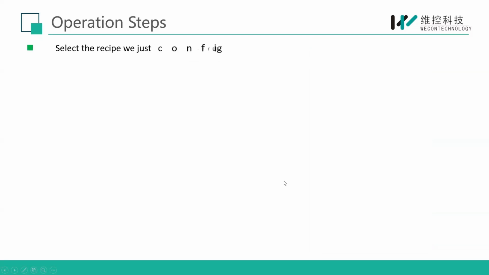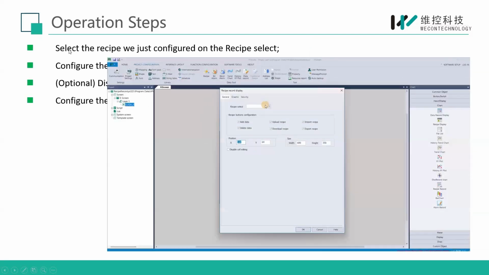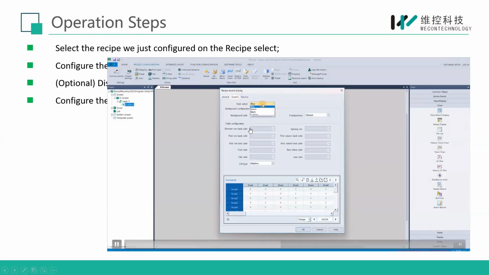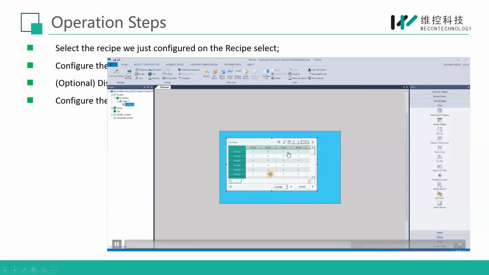The next step is to select the recipe, and we configure that in the recipe select. Here in recipe select, you just have to select it. I will show you a video first. Then for the recipe buttons configuration, you can give the permissions according to your needs, and you can change the graphics according to your needs.